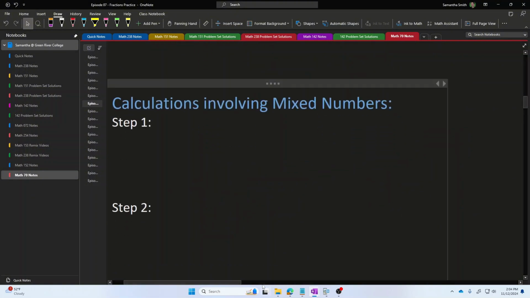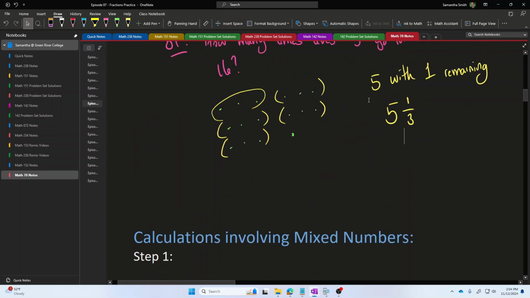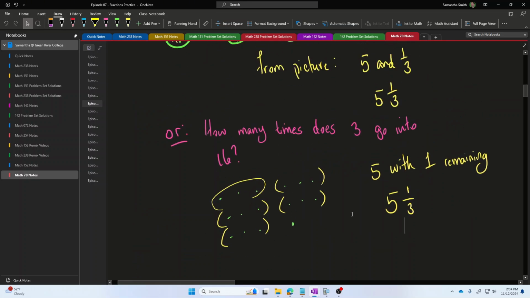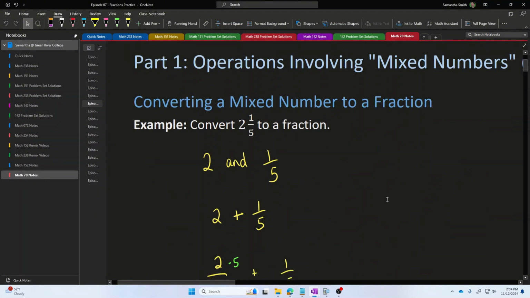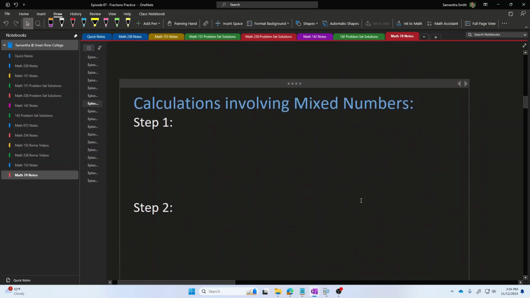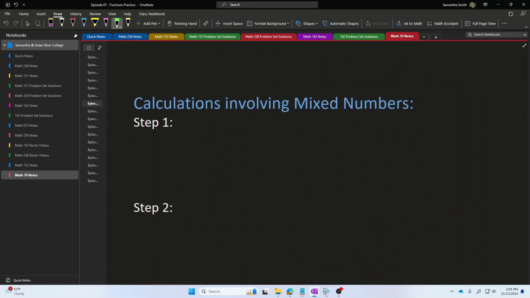Now, when you're dealing with calculations that involve mixed numbers like this one, we can do calculations just by converting those mixed numbers to fractions and doing the calculations the same way that we did in episode 5 and episode 6. If you're doing a calculation involving a mixed number, step number 1 is to convert that mixed number to a fraction. Then do the calculations with the fractions.